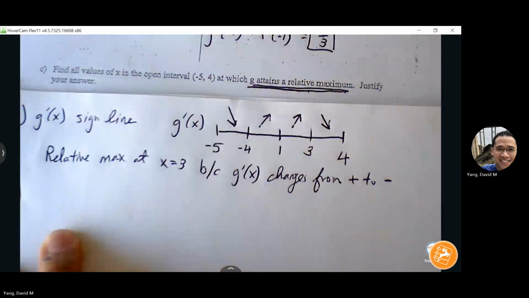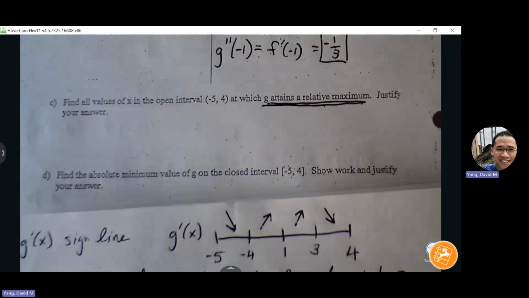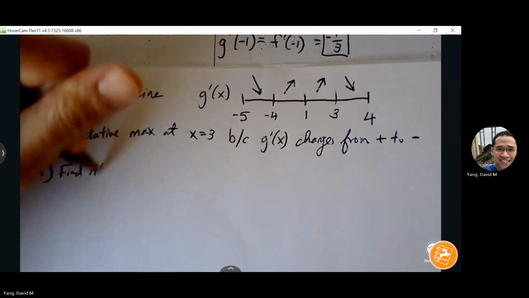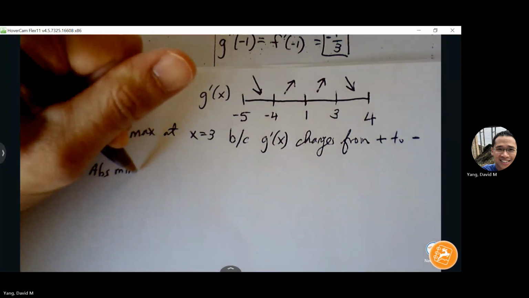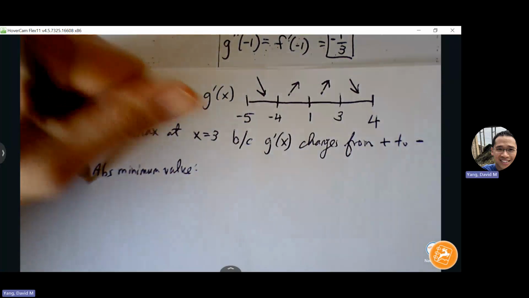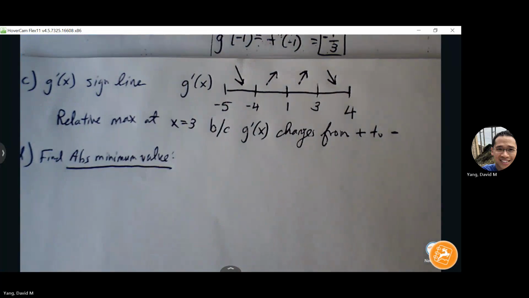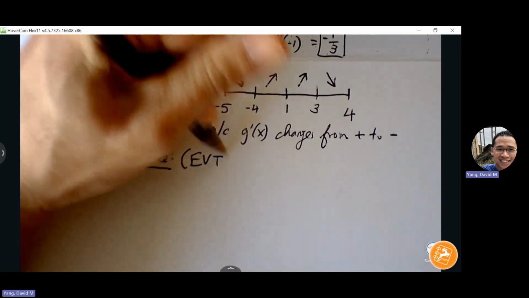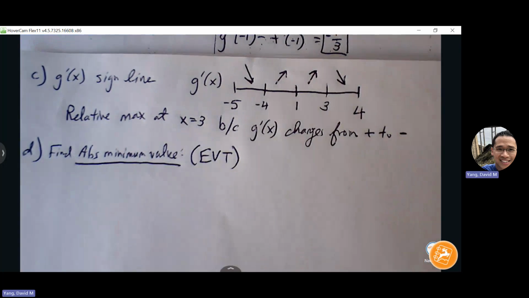Okay, part D. Part D says, find the absolute minimum value. You guys remember from first semester, what theorem do we involve if we want to find absolute minimum? Yeah, extreme value theorem. Okay, so EVT. You guys remember from EVT, what are the candidates that we want to involve if we want to find absolute minimum or absolute max?